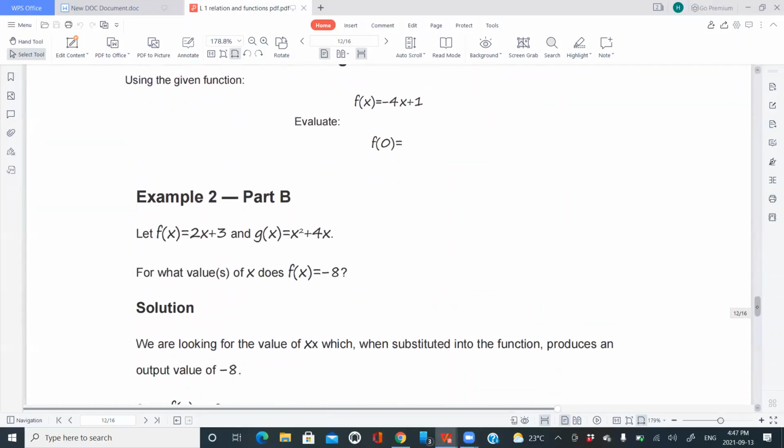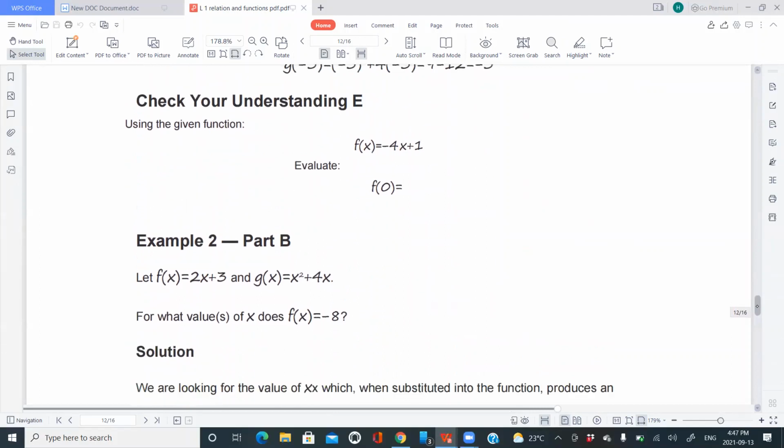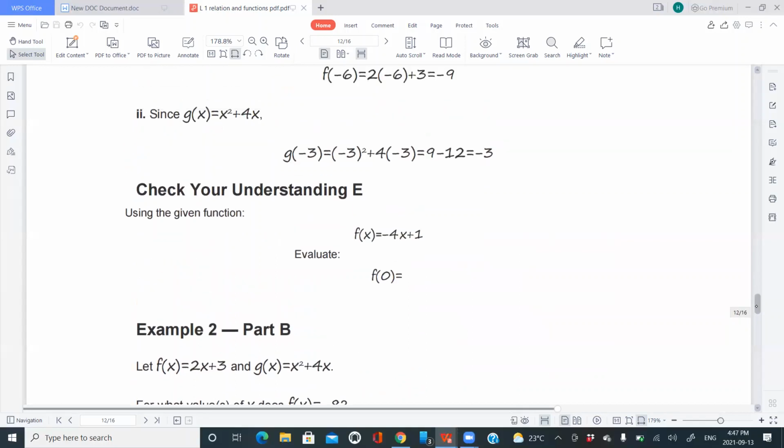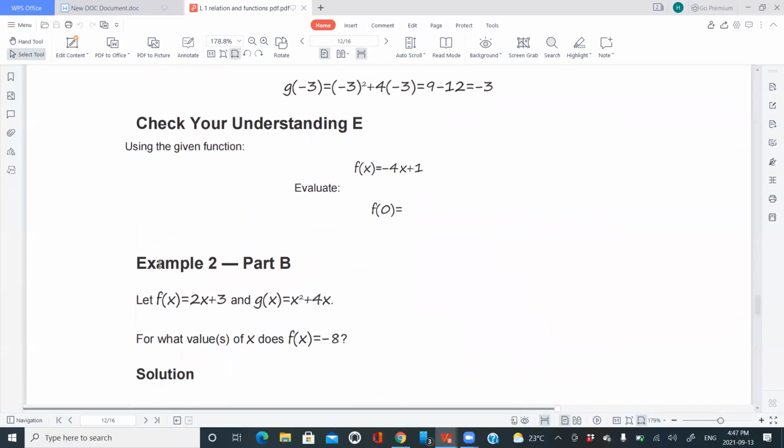Okay, so these are the solutions. These are the same kind of exercise, so you can do it. Okay, now there is a different kind of question. Look, example number 2. It said f(x) is given this and g(x) is given this same thing. For what value of x is f(x) negative 8? Now the answer is given to us. We need to find the x value, what we will plug in to get negative 8.